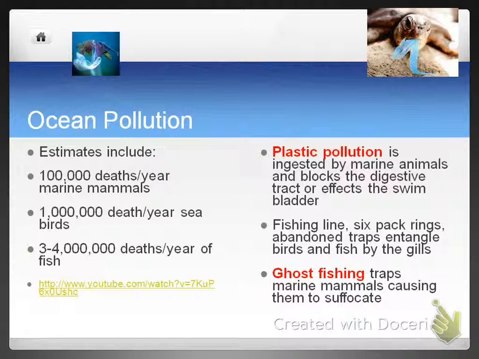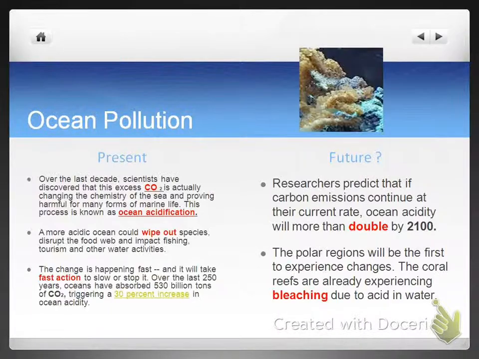And you can see the sea turtle is often confused by plastic bags because their eyesight is poor and they look similar to jellyfish floating, which is one of its favorite foods. And you can see that he's got some parts of a plastic bag in his mouth.